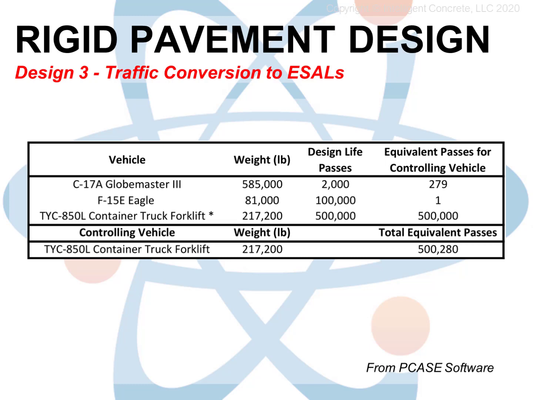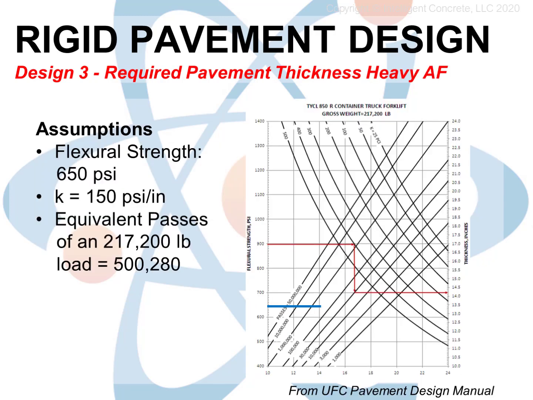340 psi. In this case, the controlling vehicle has been determined to have the equivalent axle load, so every pass of it converts directly to an equivalent pass. But more or less the same mixed traffic conversions apply here. We end up with 500,280 equivalent passes of our controlling vehicle, a TYC 850L container truck weighing 217,200 pounds.